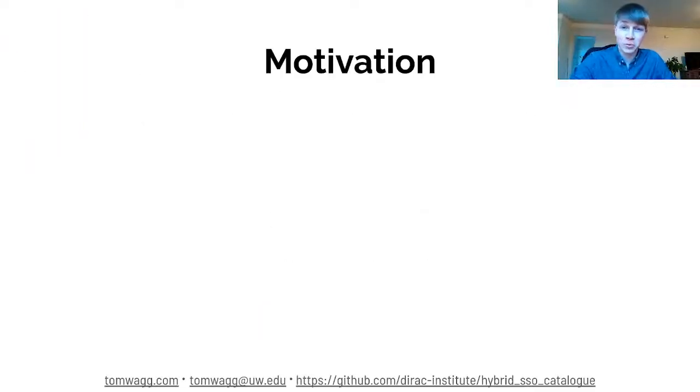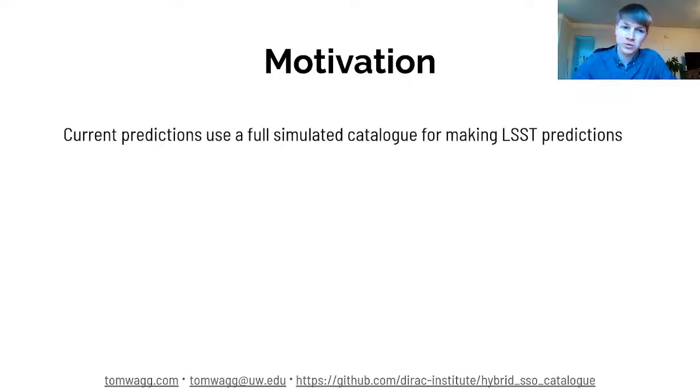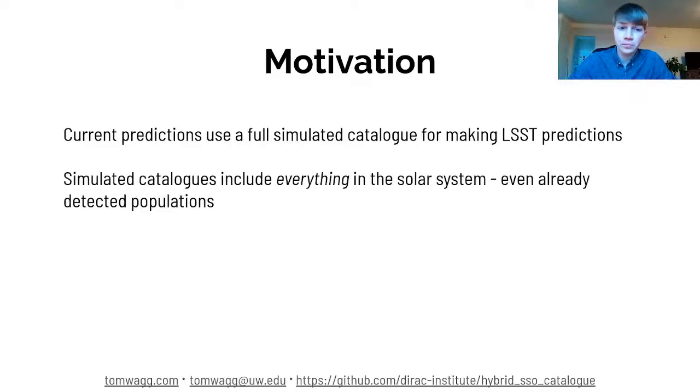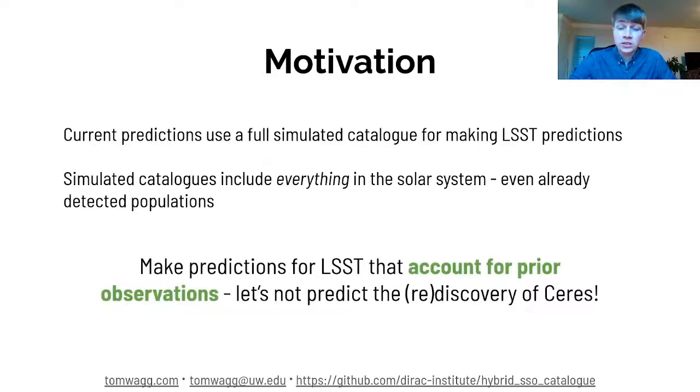Let's first tell you why we've made a hybrid catalog. What is the motivation behind this? Well, most current predictions for any sort of solar system objects with LSST use a full simulated catalog of the whole solar system. What this means is it includes everything in the solar system, even subsets and populations that have already been detected. The problem with this is we're not accounting for prior detections. What we want to do is make predictions for LSST that can account for prior observations. We don't want to predict that we're going to find a bunch of large asteroids, and we're really just predicting the rediscovery of Ceres. So that's why.